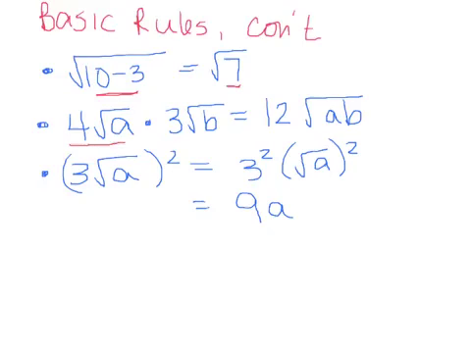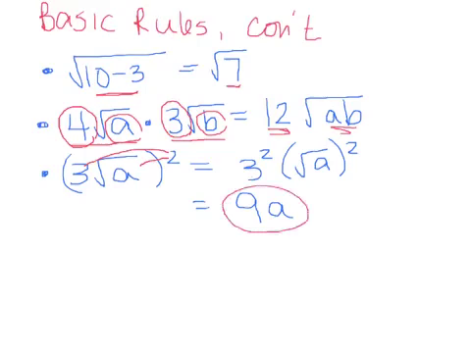Multiplication, 4 times the square root of A times 3 times the square root of B. You can multiply what's in front to get 4 times 3 is 12, and multiply what's underneath, which is AB. The last one, 3 times the square root of A, quantity squared. You distribute that square. So I would get 3 squared and the square root of A squared, which is 9A.